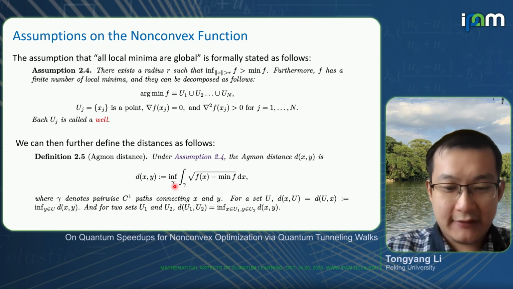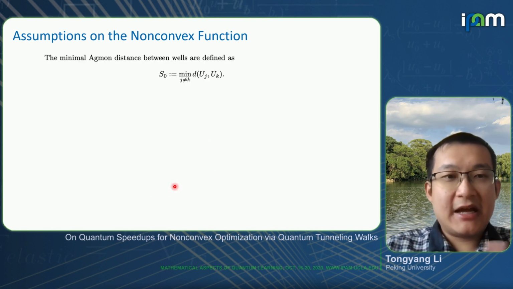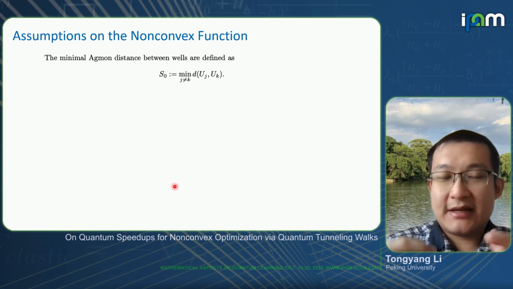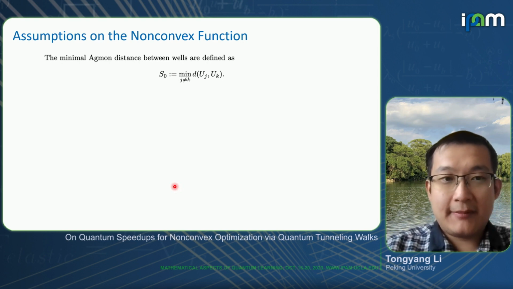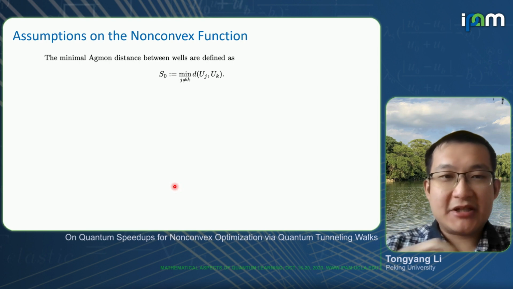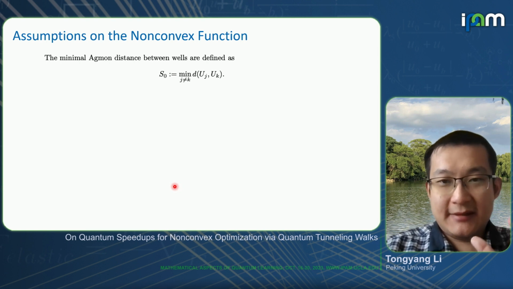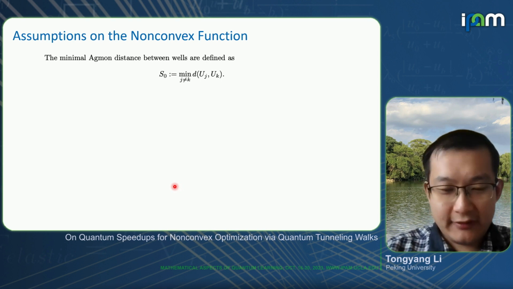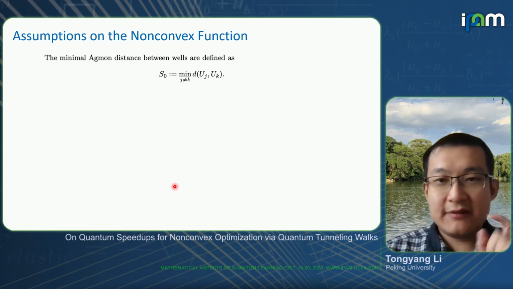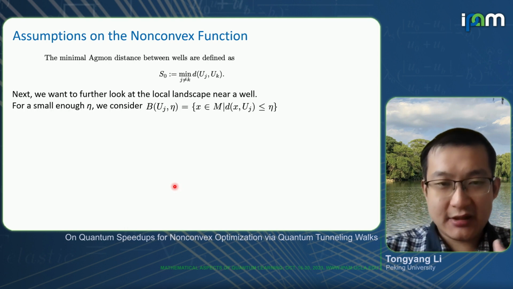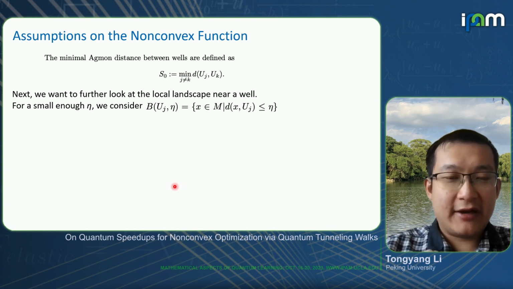For all the pairs of the local minima here, after that, the minimal Agmon distance is the S0. You see the S0 in the statement of the main theorem here. So the most important value that is taking control here is this minimum Agmon distance, which is the minimum of all this kind of distance between all the UJ and UK for different pairs of the local minima here. So this S0 is exactly the value that is going to appear in the exponential term of the convergence rate of the algorithm here.